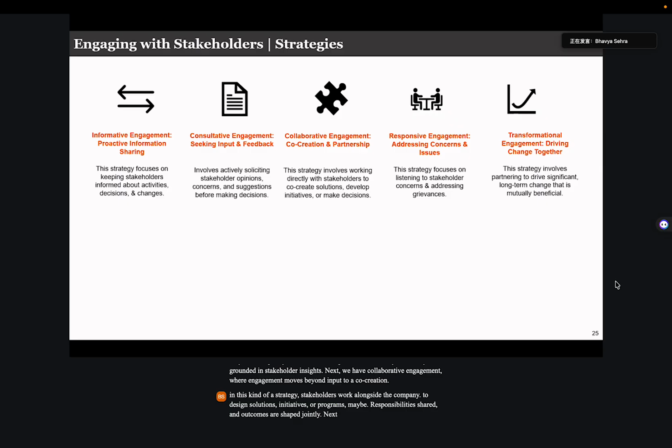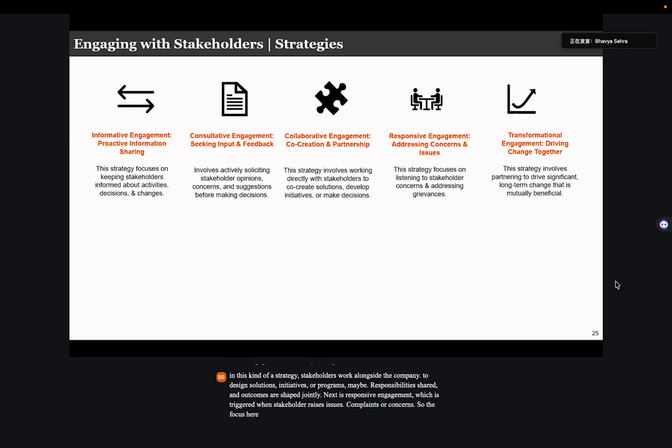Next is responsive engagement, which is triggered when stakeholders raise issues, complaints, or concerns. The focus here is not just listening, but responding with seriousness and ownership. Boards often underestimate how much trust is built or lost in an organization when something goes wrong.